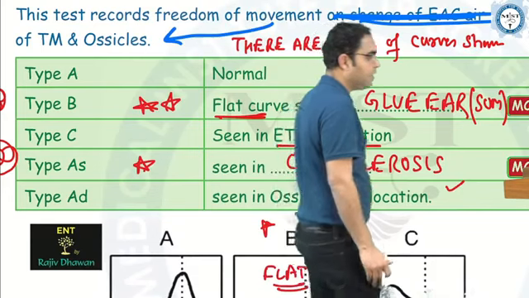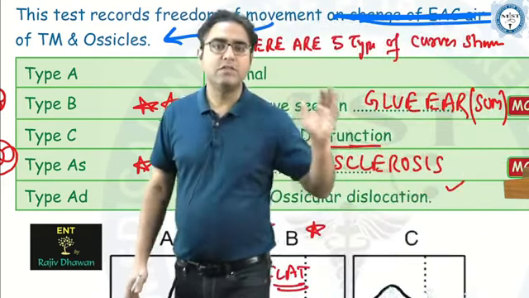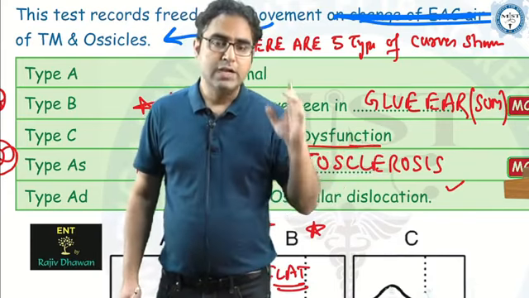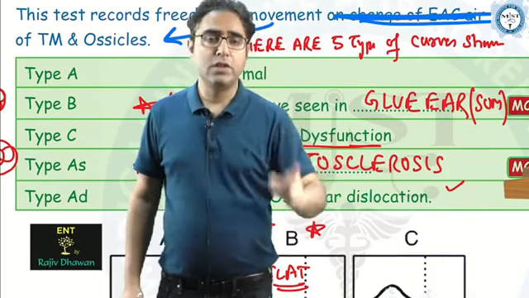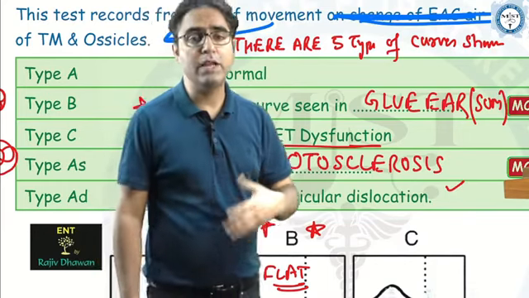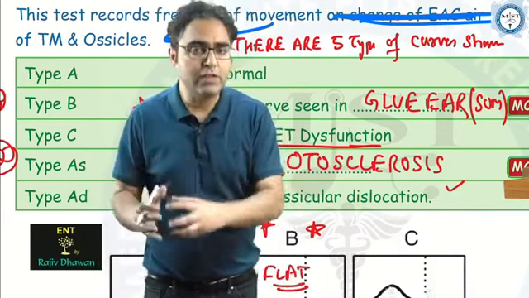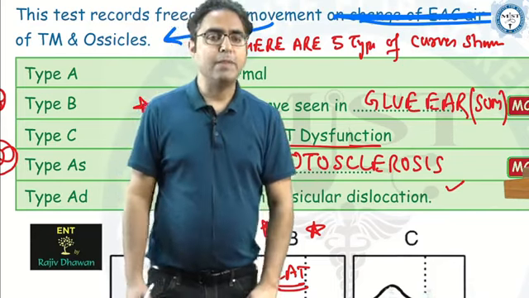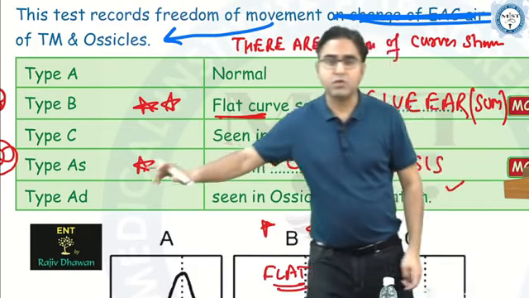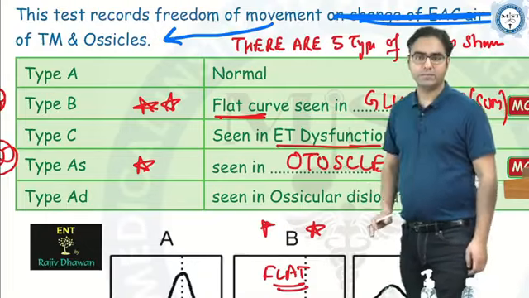Once again, let us revise, beta. Type A curve is seen in normal people. Type B curve is seen in glue ear or serous otitis media, and type B curve is a flat curve. Nobody will forget type B curve, beta. Please don't forget, glue ear is nowadays labeled as serous otitis media. Beta, it is one and the same thing. Glue ear and serous otitis media are the same thing. Type C curve is seen in eustachian tube dysfunction. AS curve, S1 is sclerosis, otosclerosis. AD curve, ossicular dislocation.